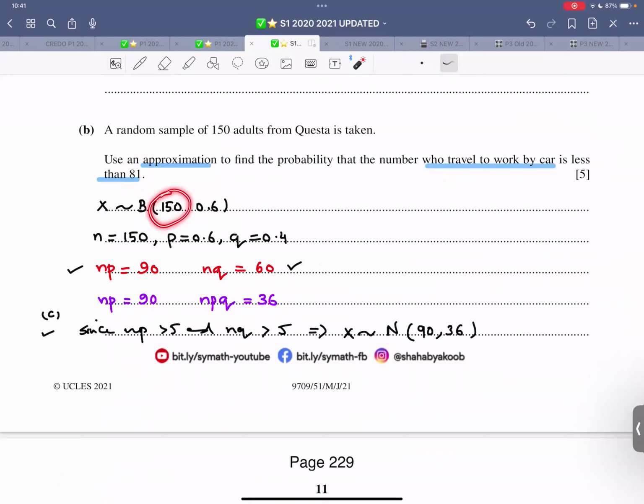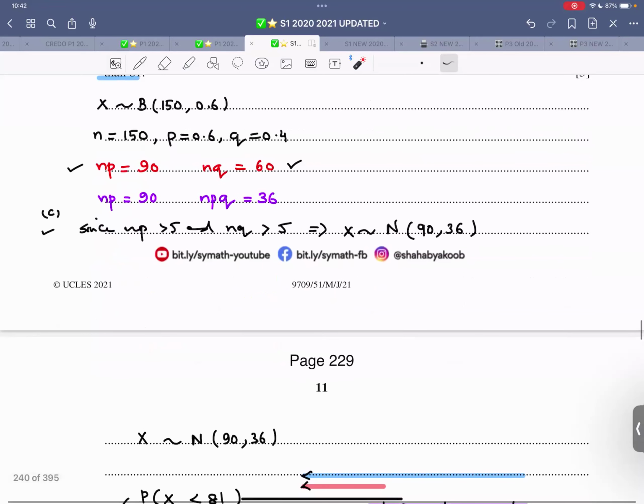So now the number of trials is 150. Probability of success is the same. Probability of failure is the same as before. Calculate NP, calculate NQ. Since NP is greater than 5, NQ is greater than 5, that is the justification. Even if they don't ask for it, make a habit of writing it down. Because in S2, you will be using it a lot. And the examiner will be more than pleased to see elaborate working as taught on this channel.